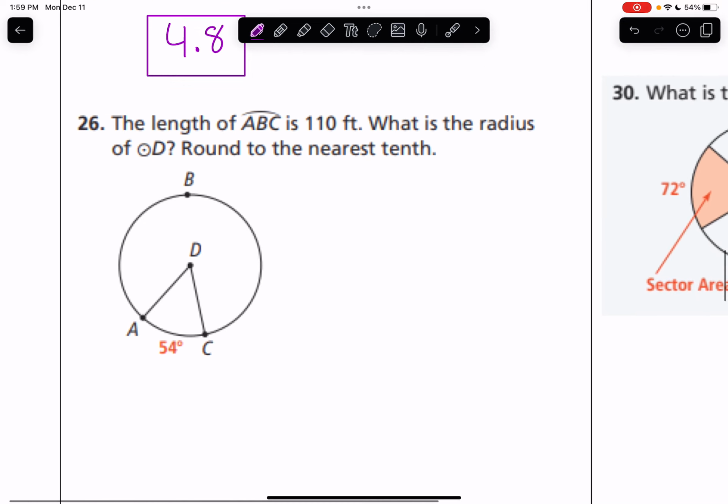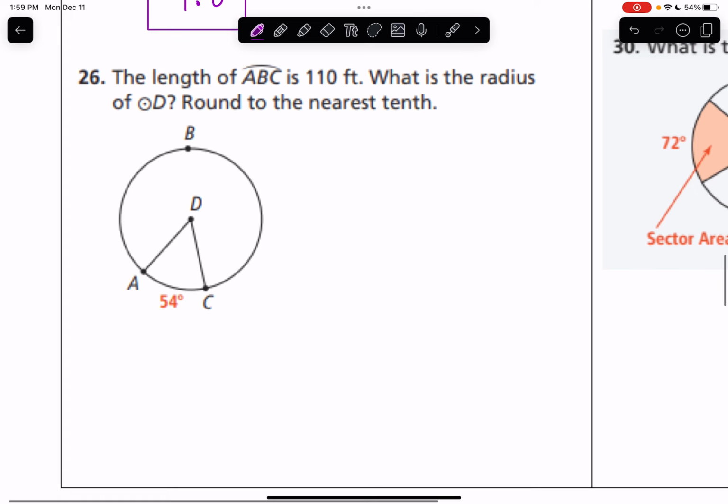Number 26, the length of curve ABC is 110 feet, arc ABC. What is the radius of circle D? Round to the nearest tenth. So the length of arc ABC here is this length. So we're going to have to use the arc length formula backwards. We'll take the arc measure over the entire measure.